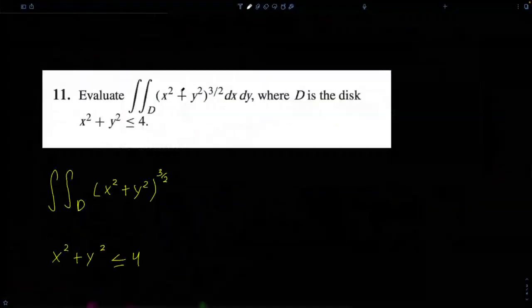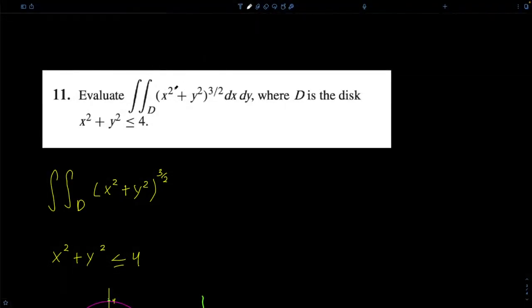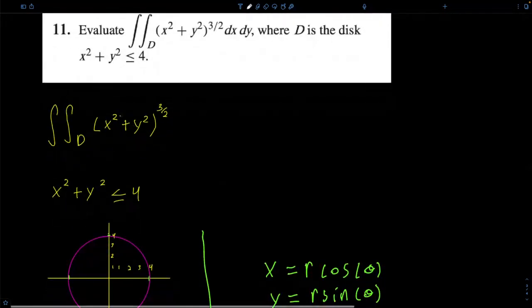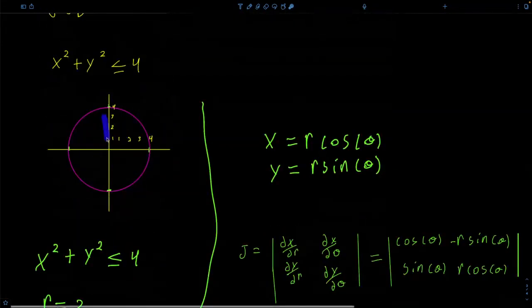So I was doing question 11. Basically, we're supposed to evaluate the integral of the square root of (x squared plus y squared) cubed, dx dy, where D is a disk and x squared plus y squared is less than or equal to 4. Correct me if I'm wrong, but I guess the radius will be less than or equal to 2. So I created the integral right here, put in the preliminaries, and then drew a circle to make sure everything is correct.